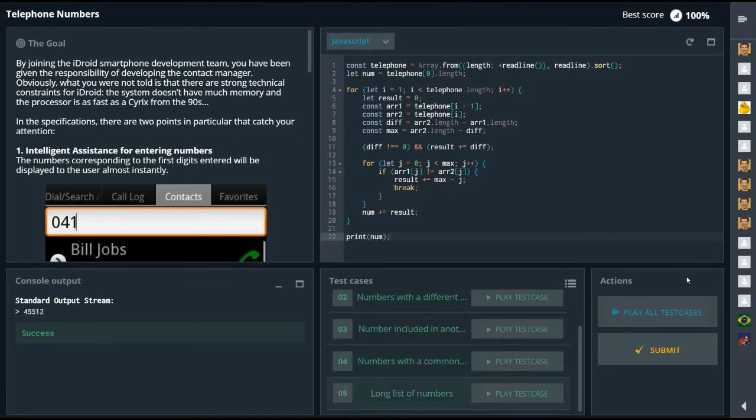Tests are green. Good job. That's pretty easy, isn't it? Next time, let's have a look at There's No Spoon puzzle.